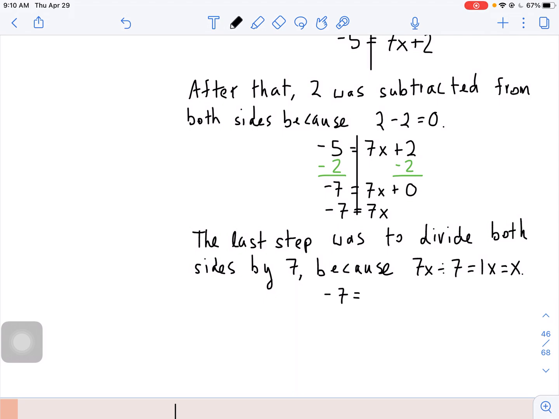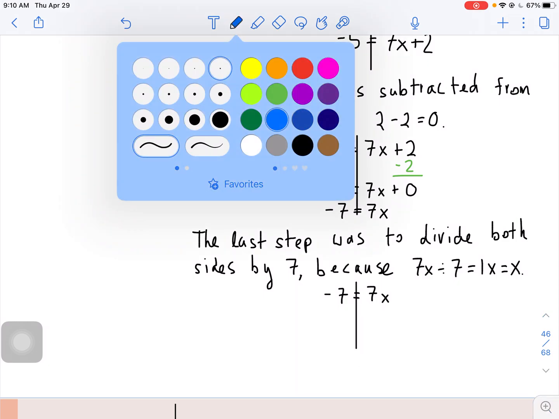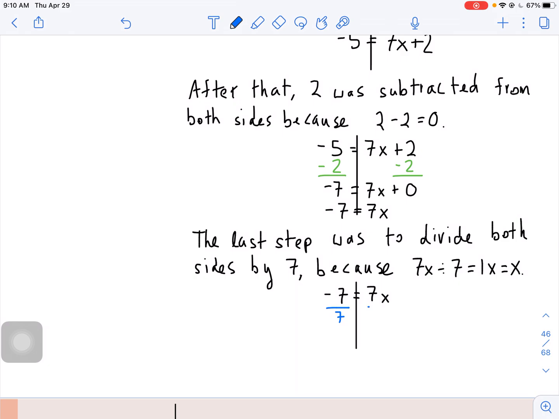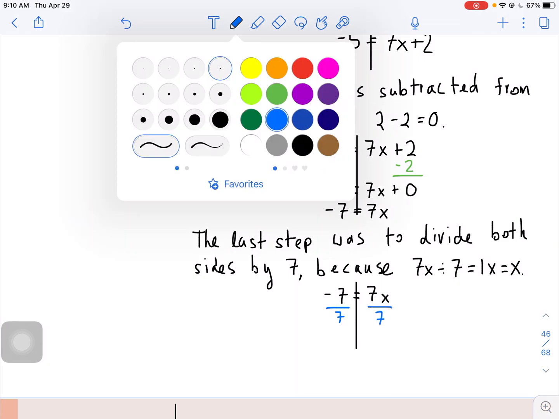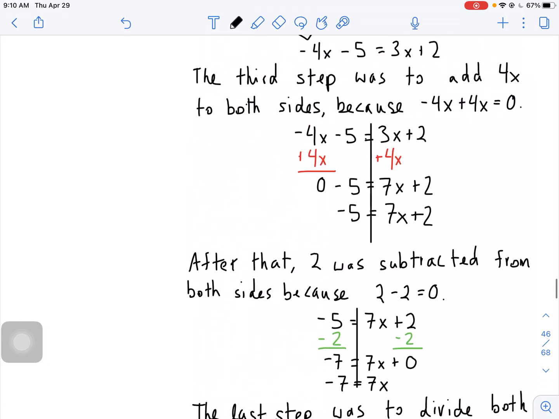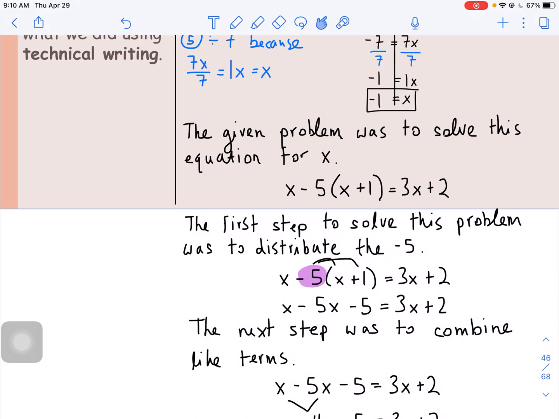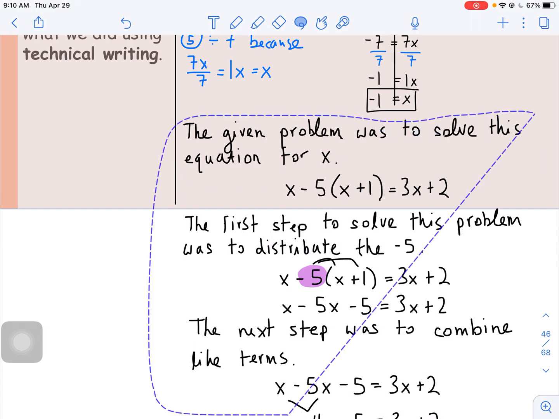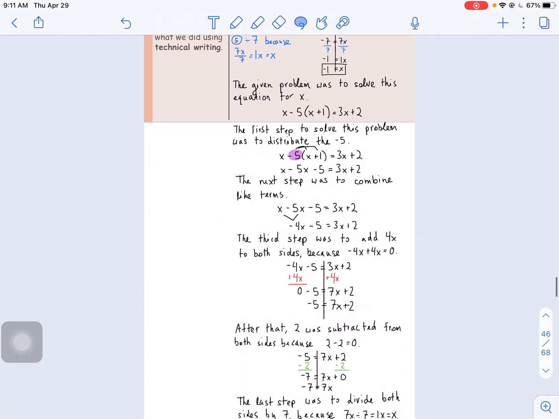So we have negative 7 equals 7x. We're going to divide both sides by 7. We'll get negative 1 equals 1x, or x equals negative 1. All right, I need to make this a little smaller so we can keep writing. Here we go.